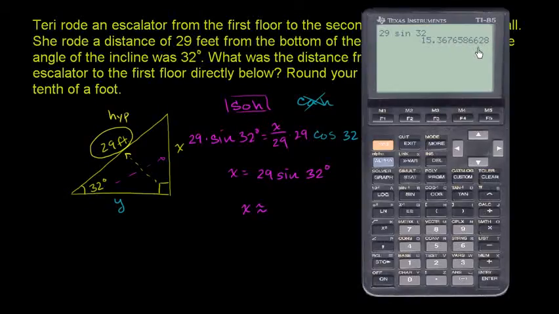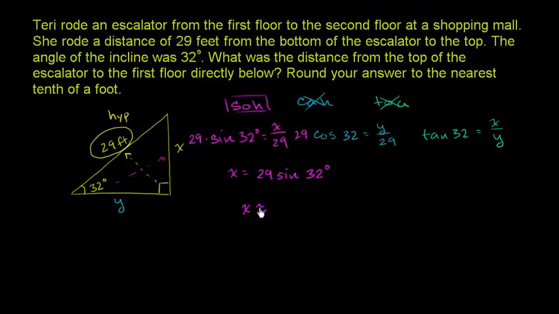They want us to round to the nearest tenth. So to do that, we have to look at the hundredths place. If it's 5 or greater, we round up. It's a 6, so we're going to round the tenths place up to 4. So x is approximately equal to 15.4 feet. 15.4 feet. And we are done.